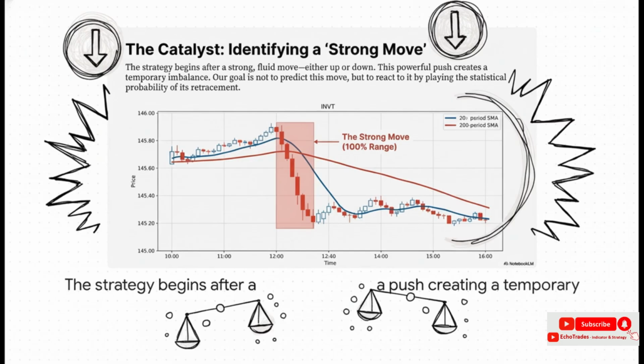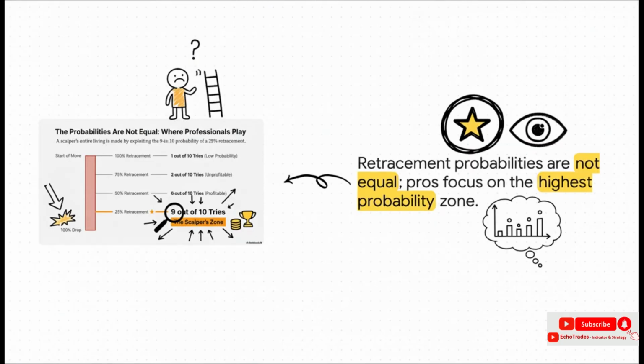When this happens, it creates a temporary imbalance in the market. Now remember, our job isn't to predict that this will happen. Our job is to see it happen and then react, playing the statistical odds of what comes next. And this is where the magic happens. This is where the strategy gets its statistical power.